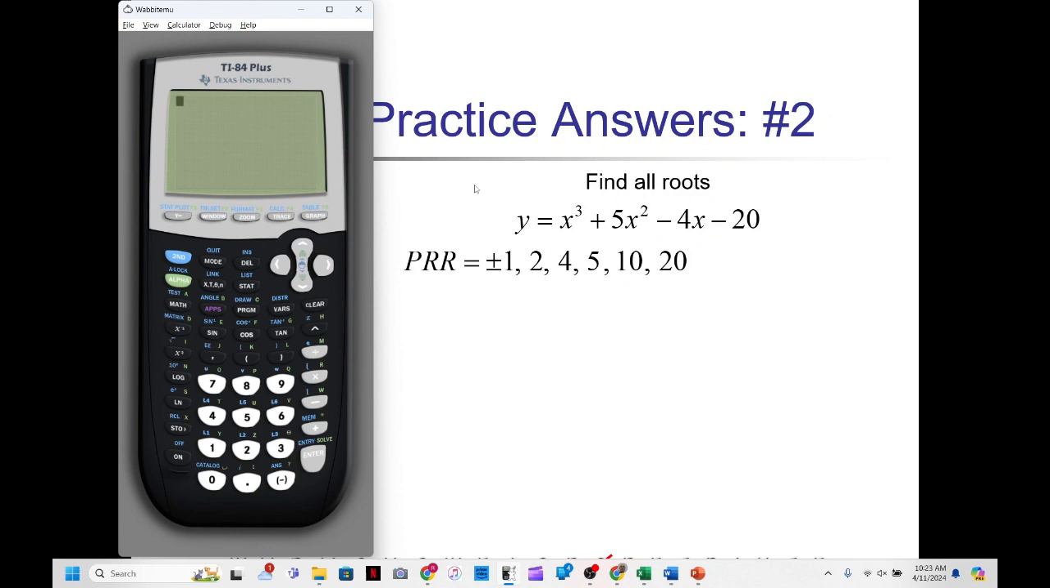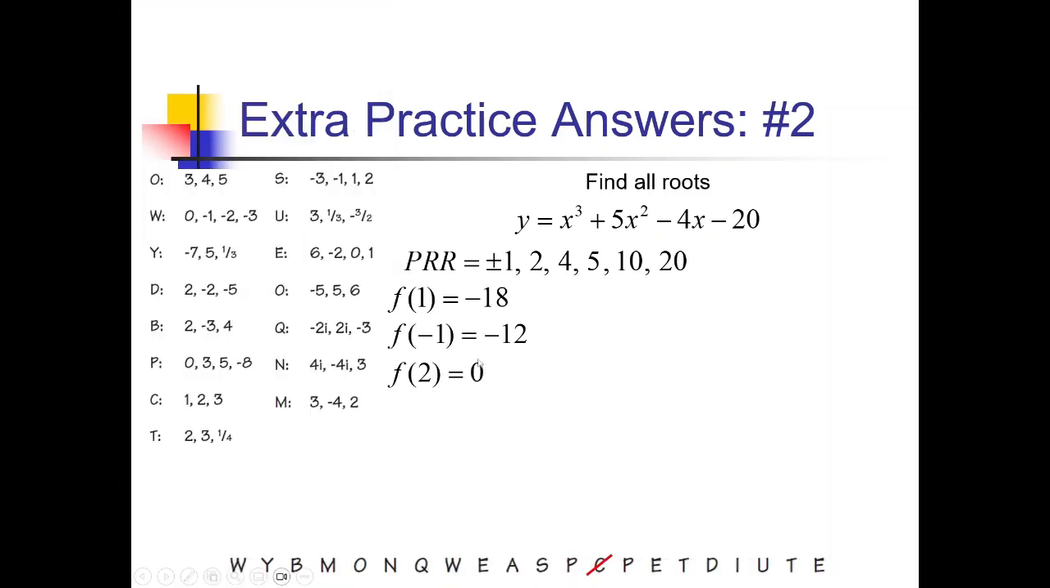So off camera, I entered my polynomial here into my y equals. And now I'll just go ahead back to table and start plugging in these numbers till I get something that works. So we got 1, that doesn't work. -1 gives me -12. Let me try 2. That gives me 0. So I tried a few things. f of 2 gave me 0. So let me go ahead and use that with synthetic division.